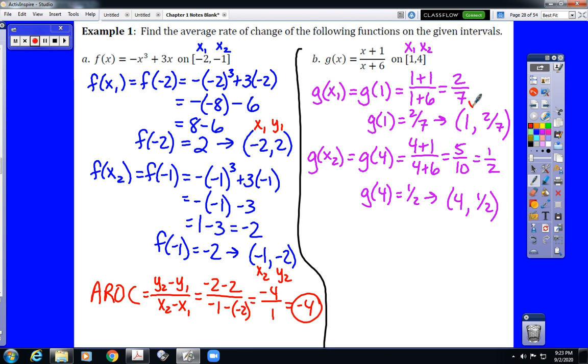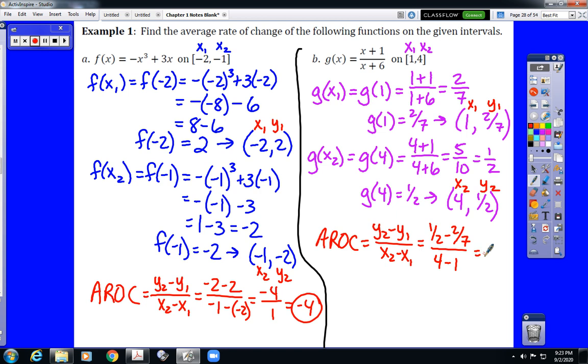Now, as ugly as those numbers are, it doesn't change what we do. We have our x1, y1, our x2, y2. Our average rate of change is y2 minus y1 over x2 minus x1. We have calculators. This should not be an issue. 1/2 minus 2/7 over 4 minus 1. Now that would be 7/14 minus 4/14, which would be 3/14. 3/14 over 3, meaning that the average rate of change, feed that to your calculator, is 1/14.